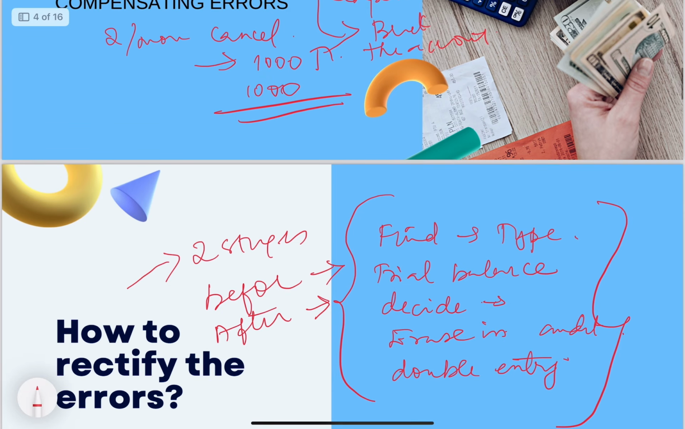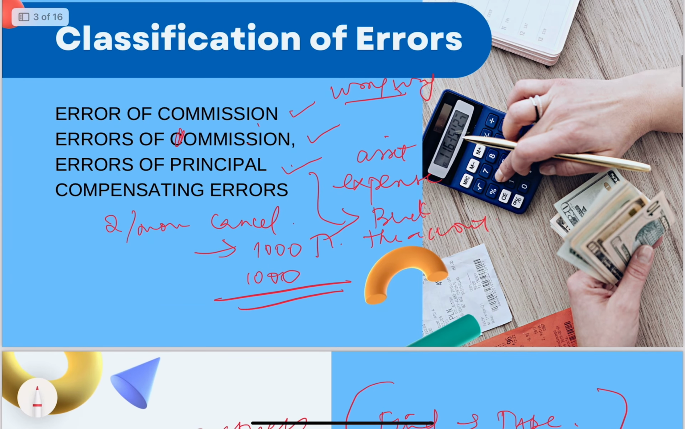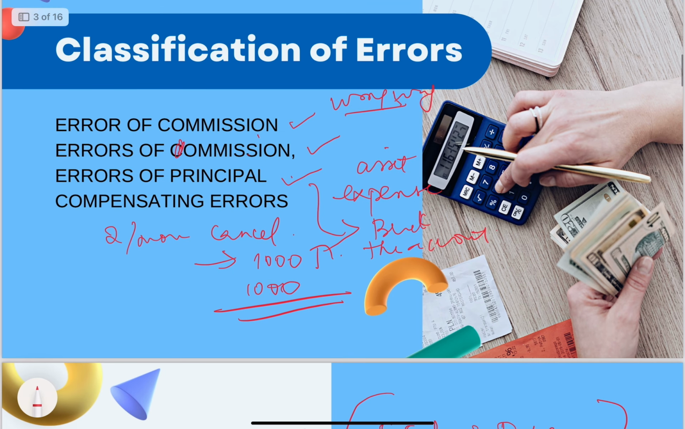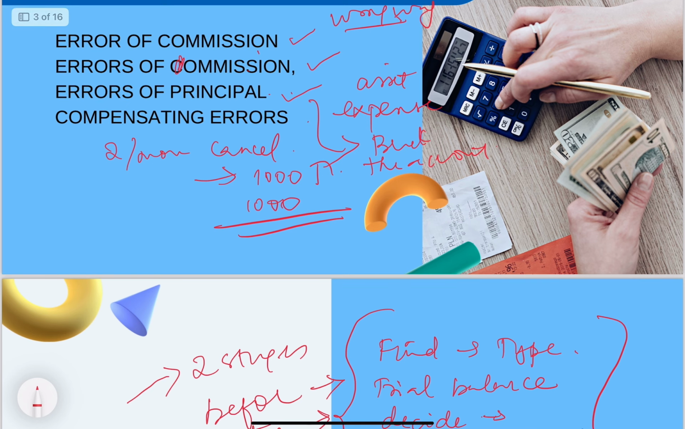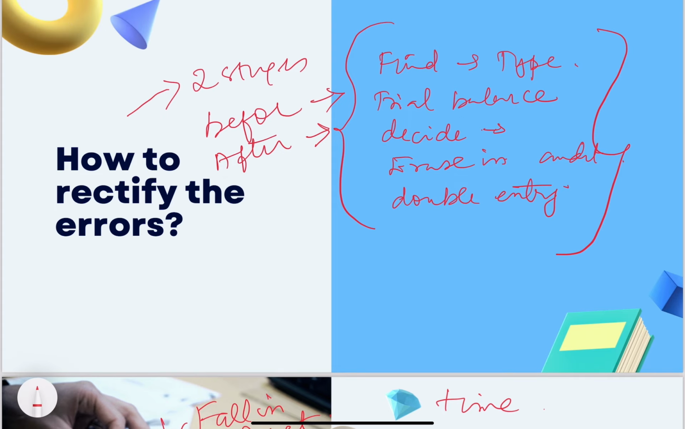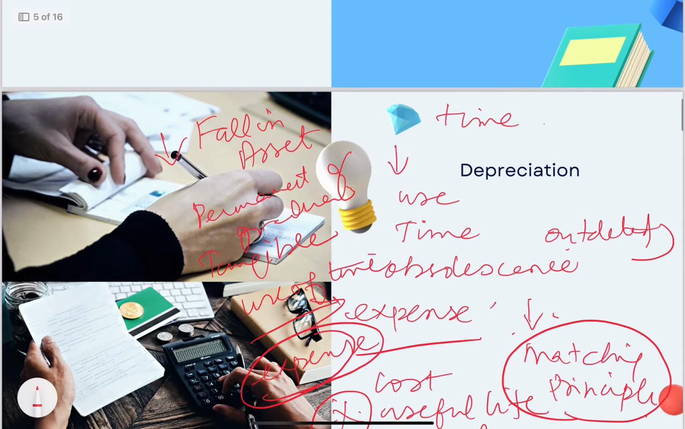Then you have three types of errors. In commission, you have recorded it in the wrong way. In omission, you forgot to record the transaction completely or partially. In principle, you have broken the basic accounting rules and written it in the wrong type of account. For compensating errors, two or more errors will cancel out each other. So how do you rectify errors? You can check it before the trial balance or after the trial balance is prepared, and you have certain guiding principles on how to rectify errors.